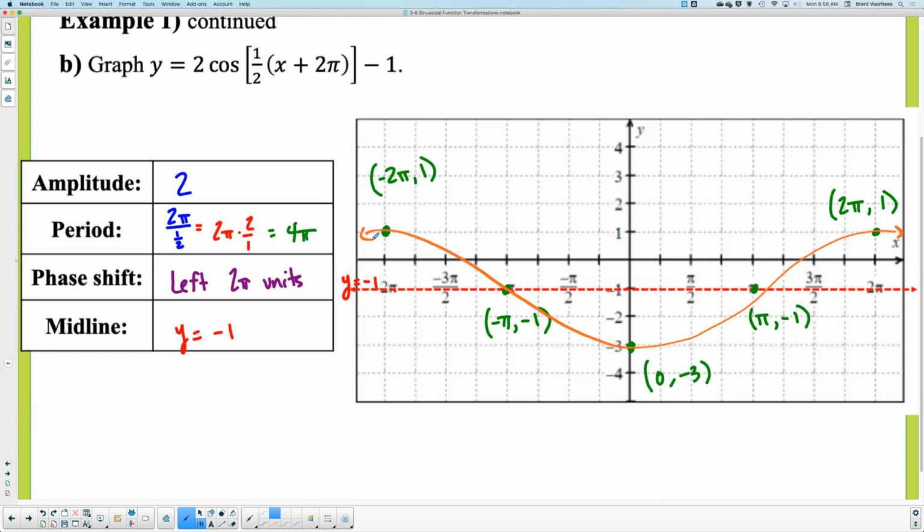This graph was shifted. What's the name for shifted? Translation. It was translated in 2 different directions. We had a phase shift. That's a horizontal translation, left 2 pi units. We had a vertical translation, down 1 unit. Okay, cosine did those 2 things.